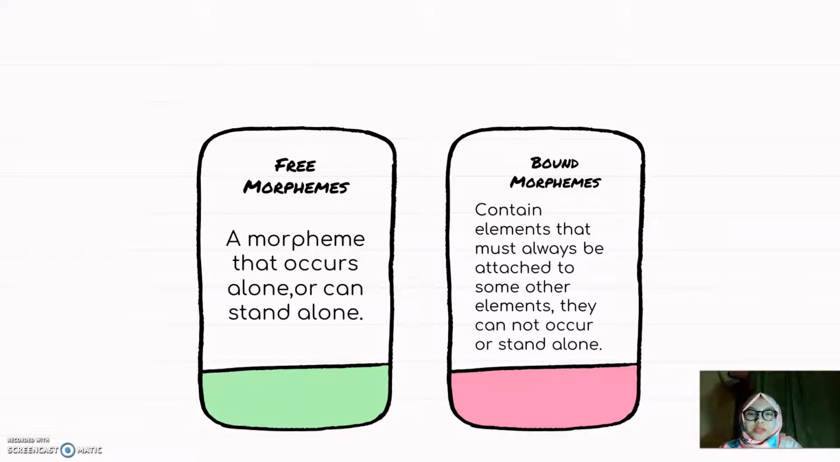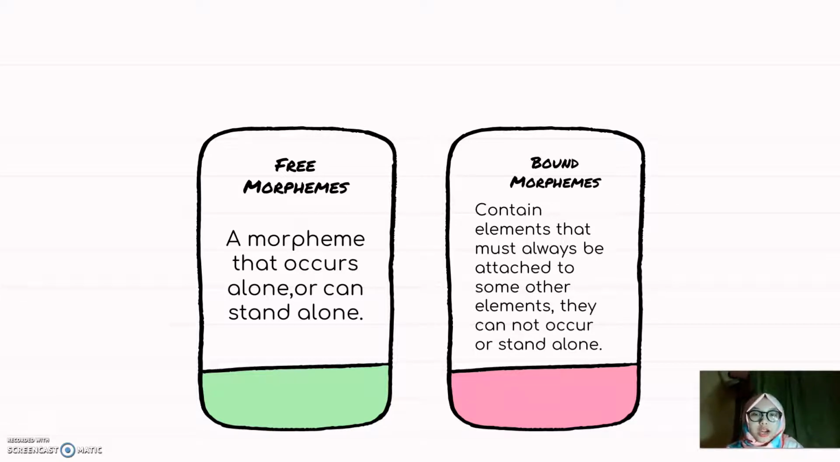There are two types of morpheme that have been identified on the basis of their occurrence in larger constructions. The first is free morphemes and second is bound morphemes. Free morphemes are morphemes that occur alone or can stand alone. It does not require the presence of another morpheme. In other words, such a morpheme doesn't need the support of any other element.